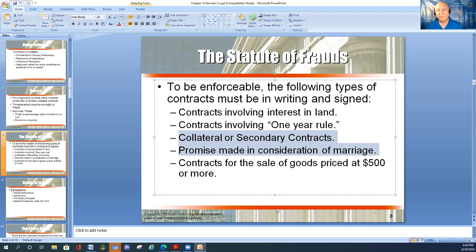Well, you have to really think hard here. Can a lifetime contract be completed within 1 year? The answer to that is yes. You can die. If the person dies within 1 year, they have completed that lifetime contract. And because it is capable of being completed within 1 year, it does not have to be in writing to be legally enforceable.